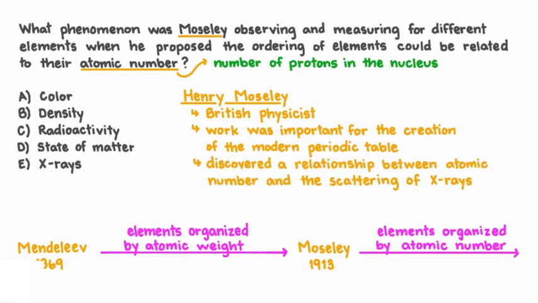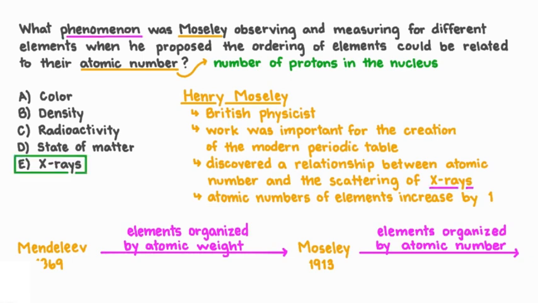Moseley proposed the new ordering system because he discovered a relationship between the atomic number of an element and the scattering of X-rays directed at the element. He recognized from his experiments that the atomic numbers of elements increased by 1 unit at a time. His experiments allowed him to predict the existence of 3 undiscovered elements and provided a method for determining whether a substance was in fact a new element.